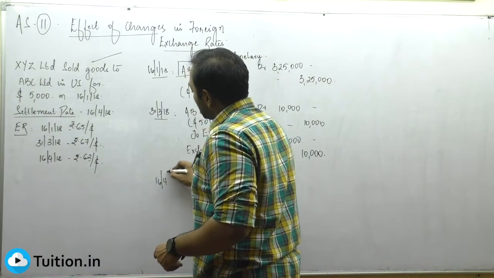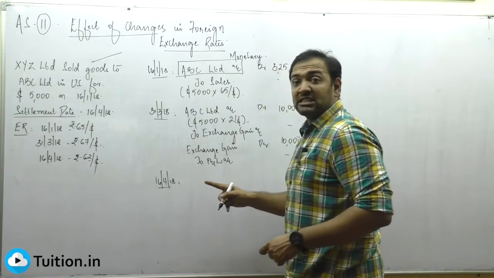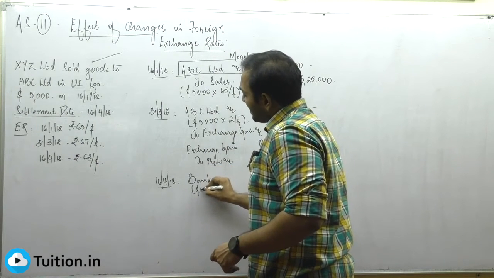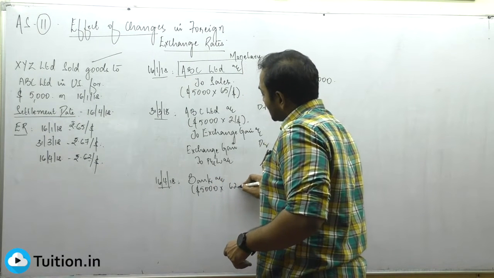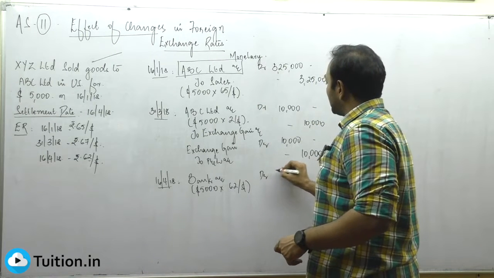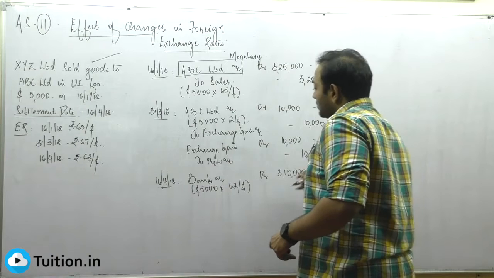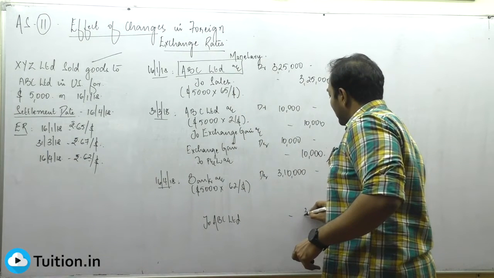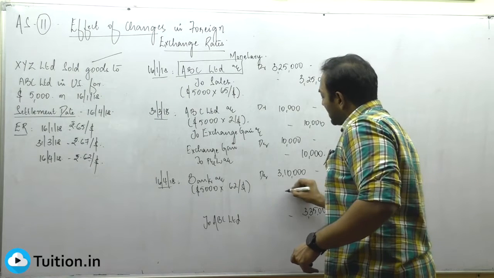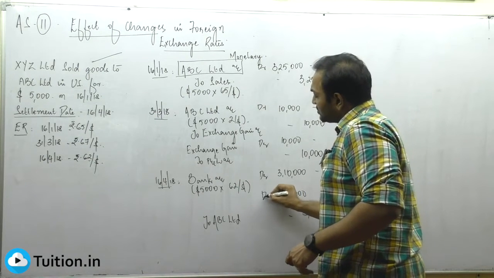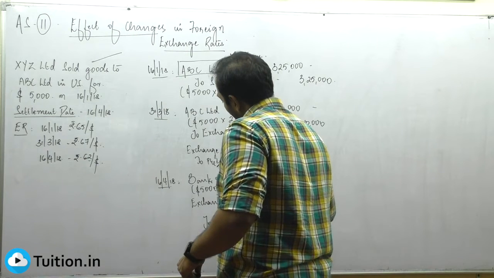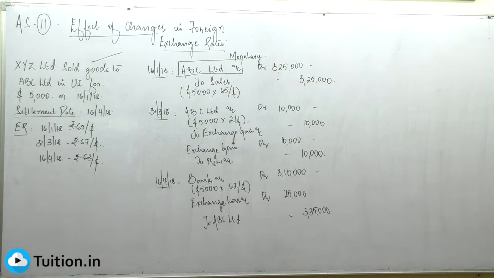Next settlement date 16th April 2018. I've received only 62 rupees per dollar. Bank account debit. I've received $5,000 at 62 rupees per dollar. So that means I've received only 3,10,000. But if you look at my ABC Limited, it had a debit balance of 3,35,000. The amount of 25,000 will be considered as exchange loss, which should also be transferred to P&L. This is basically how the accounting happens. Fine.